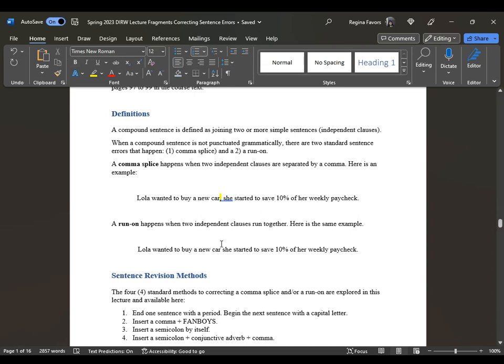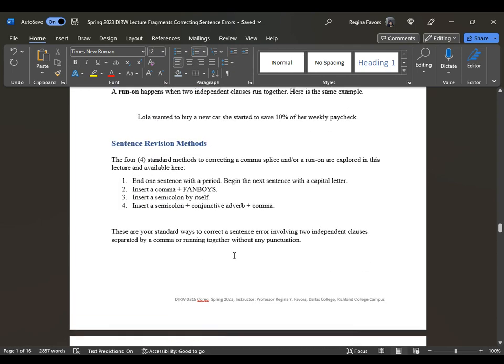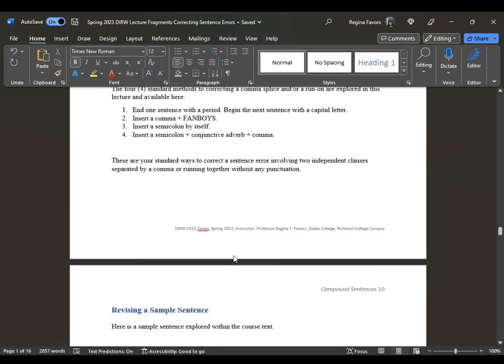So we understand in the same place that we mark the comma, we can create a FANBOY, we can end a sentence and begin another, right? We have different options. So here are your 4 standard methods: ending a sentence with a period, and then beginning the next sentence with a capital letter, or inserting a comma and FANBOY, inserting a semicolon by itself, inserting a semicolon plus conjunctive adverb plus comma.